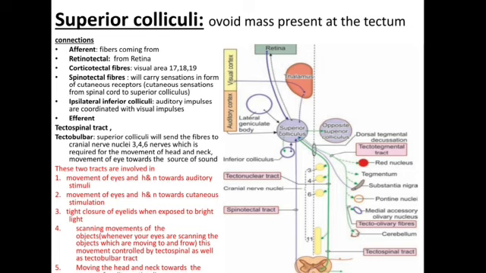So these two tracts, tectospinal and tectobulbar, are involved in movement of eye and head and neck towards auditory stimuli, and movement of eyes and head and neck towards cutaneous stimulation. Tight closure of eyelids when exposed to bright light. And number 4 action is scanning movement of object. Whenever your eyes are scanning the objects which are moving to and fro, this movement is controlled by tectospinal as well as tectobulbar tract, and moving the head and neck towards the source of auditory stimuli.